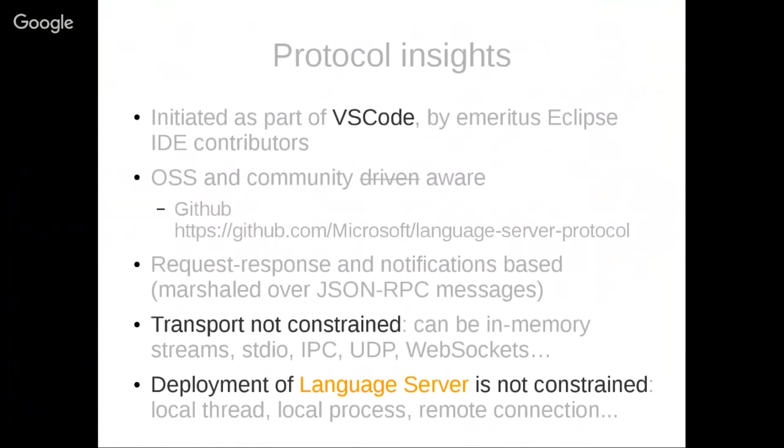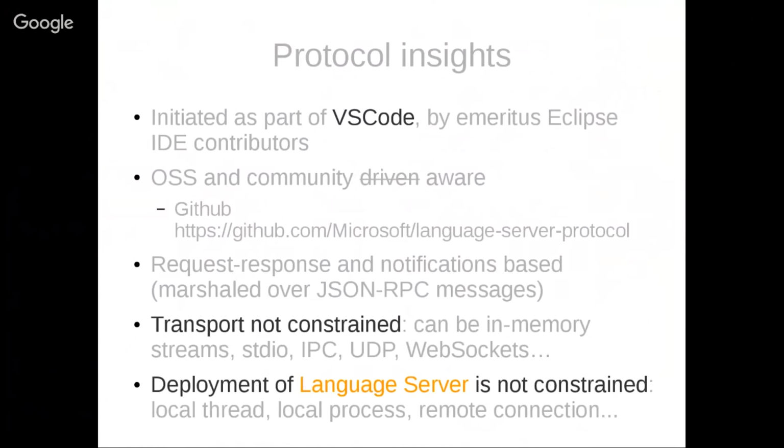A very cool thing about this protocol is that the transport for the message is not constrained. You just have to communicate via regular input and output streams, but the streams can be anything. They can be in-memory streams in the same process. They can be stdio in your operating system. They can be IPC, which is widely used in the Node.js environment. They can be UDP streams. They can be WebSocket. So you are free to choose the best way to communicate with the language server as long as it's speaking the right JSON RPC messages.